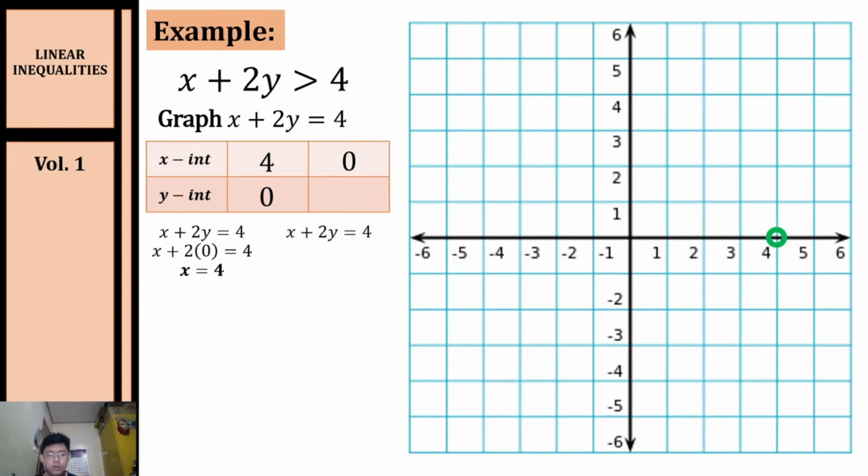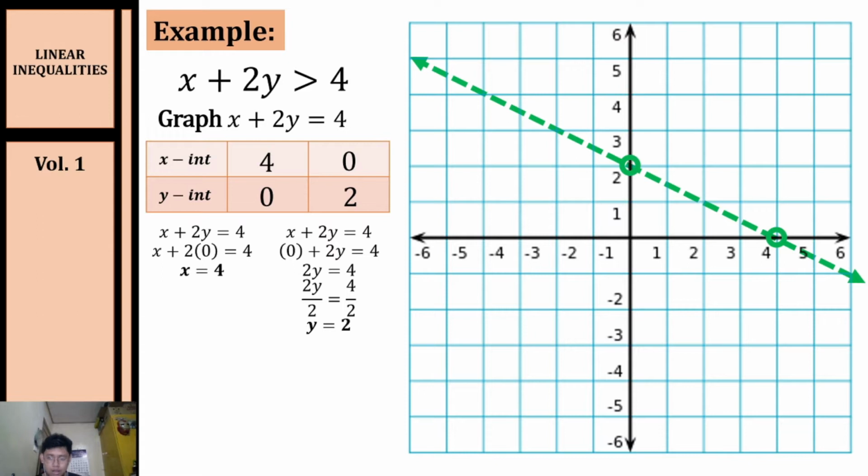So let's solve for the y-intercept of this graph by replacing x by 0. Let's solve for the value of y, divide both sides by 2. y is equal to 2. So our y-intercept will be located at (0, 2). Now let's connect the points using a broken line or a dashed line, knowing that all the points along this line will not be part of our solution. That's why it is a broken line.